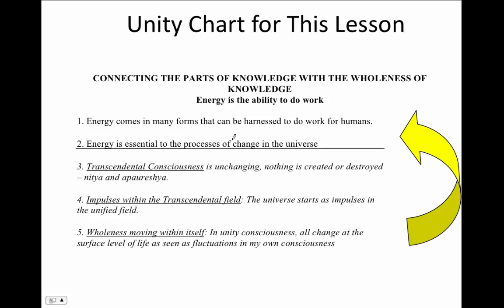If we look at transcendental consciousness, it's unchanging. Nothing is created or destroyed. Nitya and aparashaya. Impulses within that transcendental field. The universe starts as an impulse within that transcendental field. And then in wholeness moving within itself, in unity consciousness, all change at the surface level of life is seen as fluctuations in my own consciousness. And again, I think you can see these analogies between these kind of mysterious properties of how energy transforms and changes with these properties of transformation and change within our own consciousness and within the unified field.